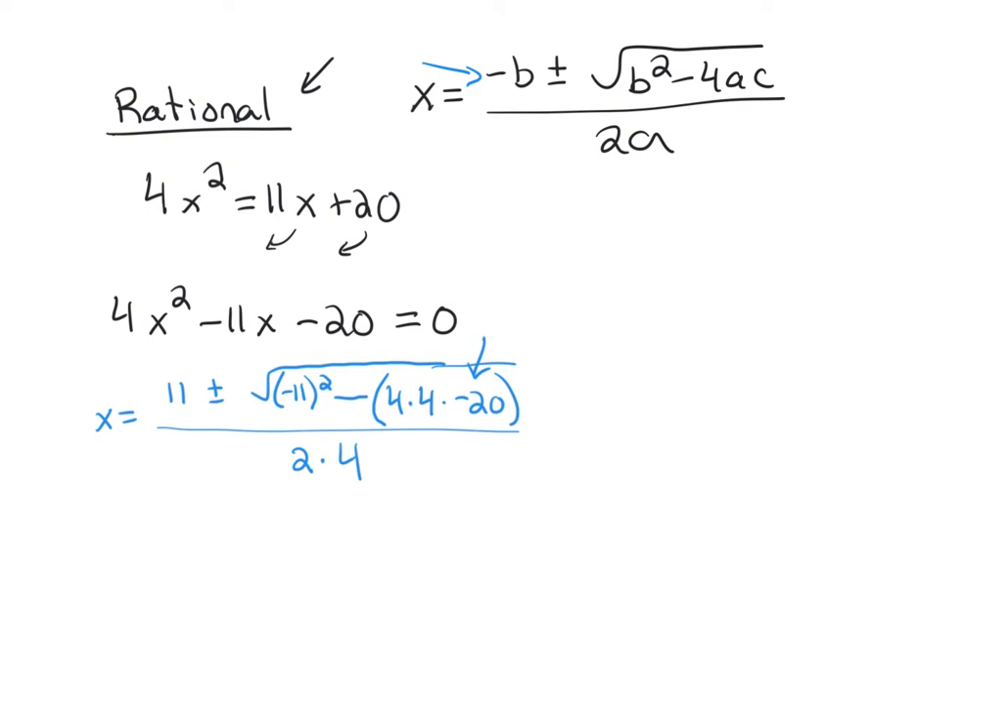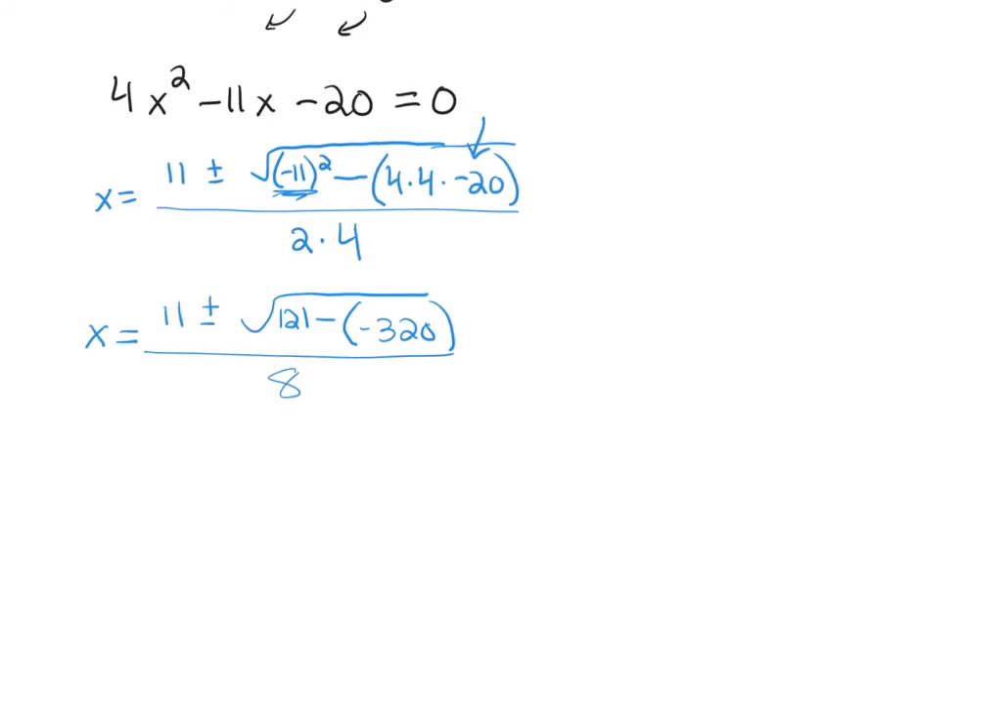And now what I'm going to do is just simplify underneath the square root and simplify the denominator. So 11 plus or minus the square root, 11 squared, that's always going to go to a positive, so 121 minus, and then 4 times 4 times -20 is negative 320, all over 8. Okay, so x equals 11 plus or minus the square root of, now 441 over 8.